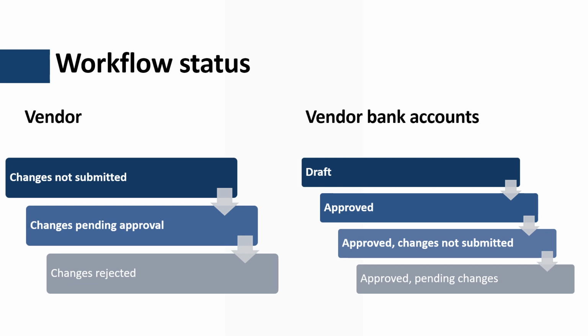In case of any changes that take place on an existing vendor bank account, the status will be approved, changes not submitted, and when the workflow is submitted, the status will be approved, pending changes. And when the workflow is approved, then the status will go back again to approved and the changes will take place and the data will be updated accordingly.